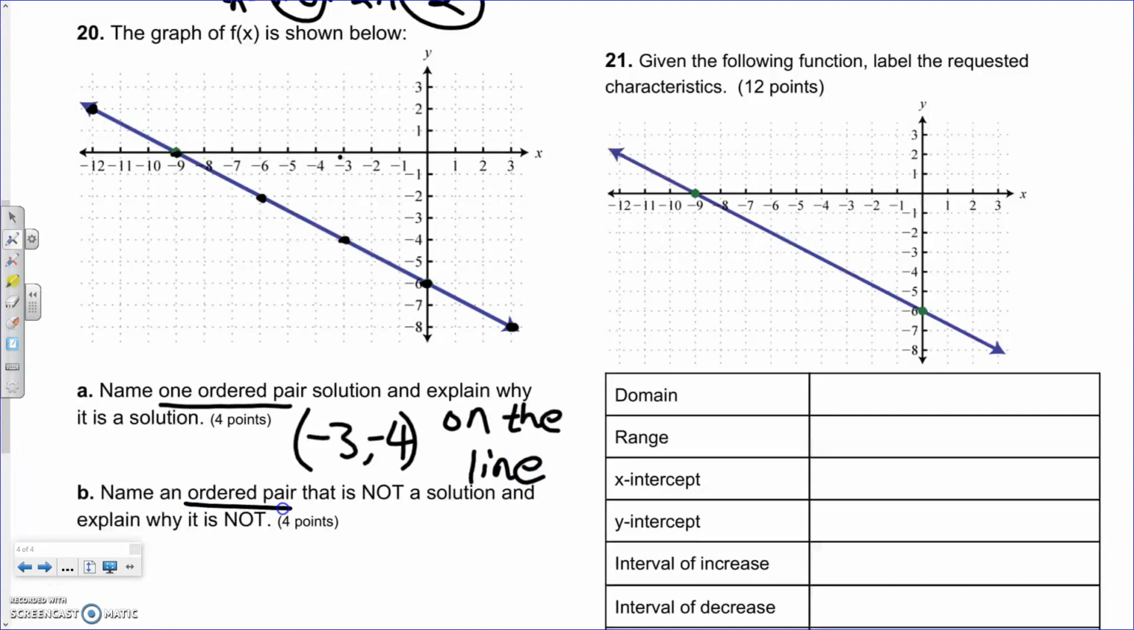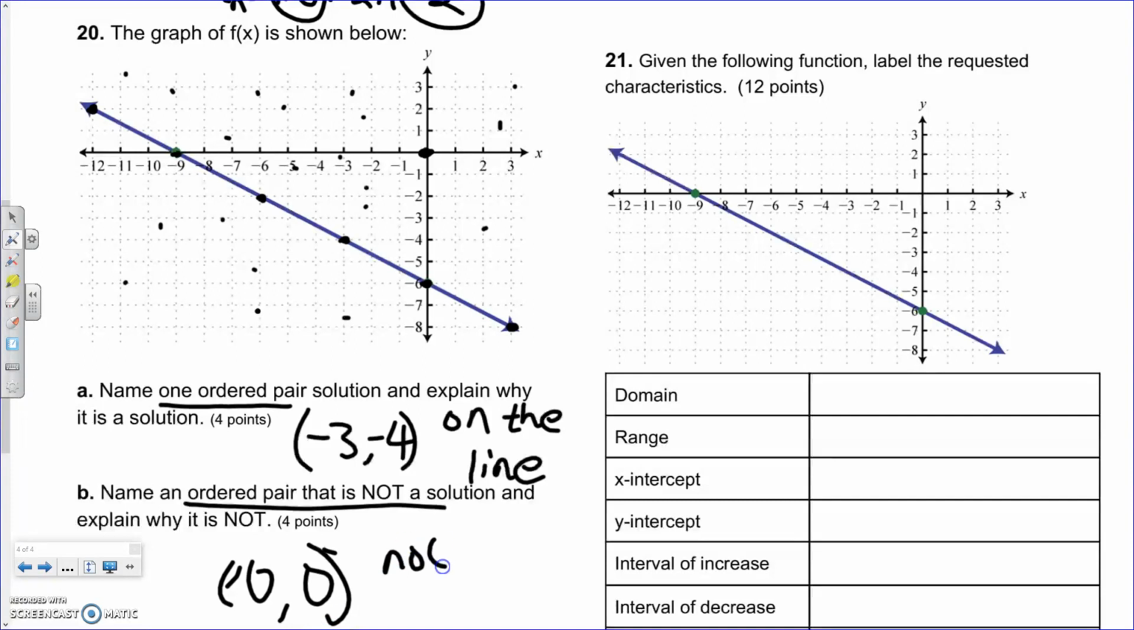B part, name an ordered pair that is not a solution. Well, you can pick anything here. I always pick 0, 0 if it's not on the line, which here it's not. So 0, 0 would be an easy one. But you can pick anything. Any of these that I'm putting dots on right now would be examples of answers for not a solution. If it's not on the line, it's not a solution. So here, I use 0, 0, and the reason that is not a solution is because it's not on the line. That's an easy question. Everybody should get that one tomorrow. So like I said, solution is on the line, not a solution is not on the line.